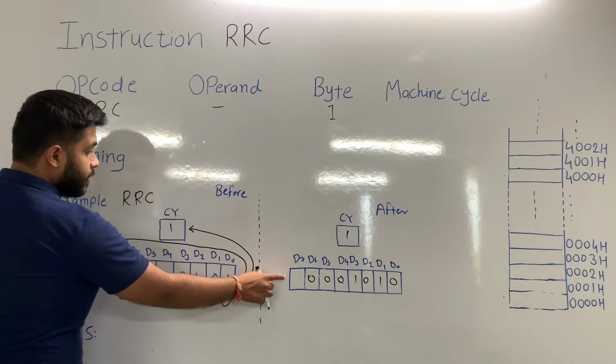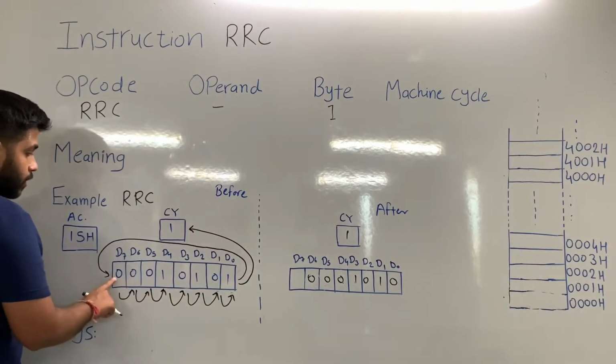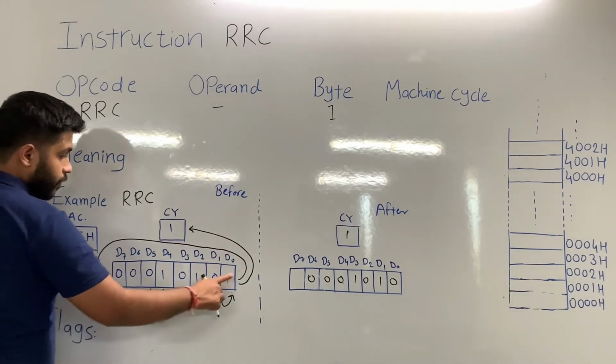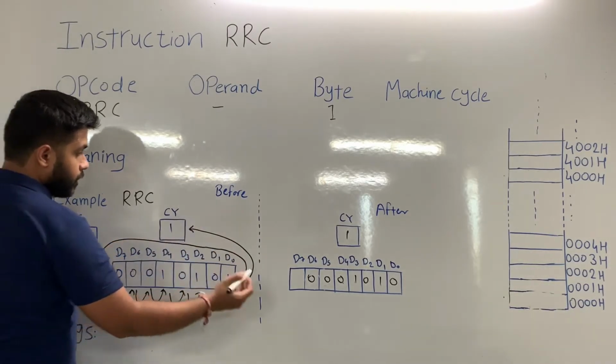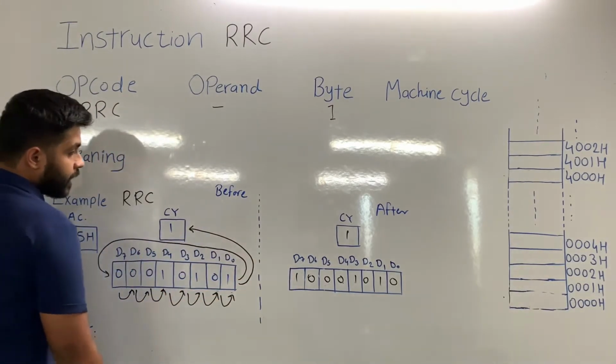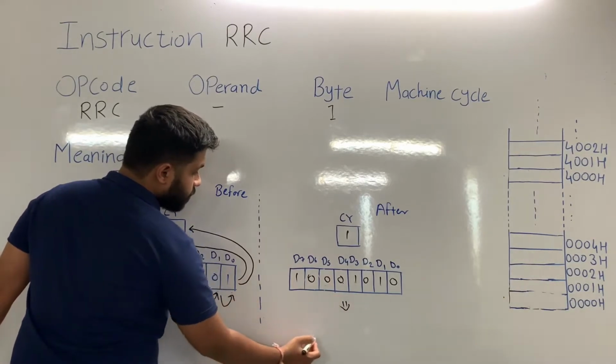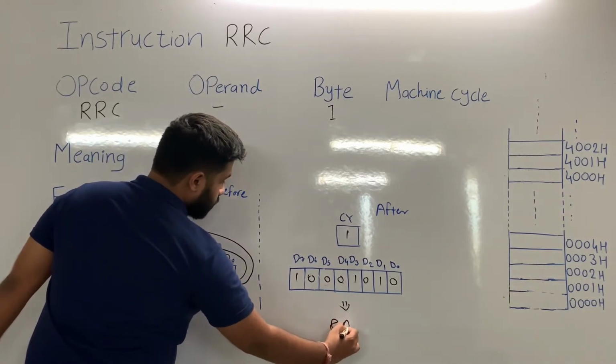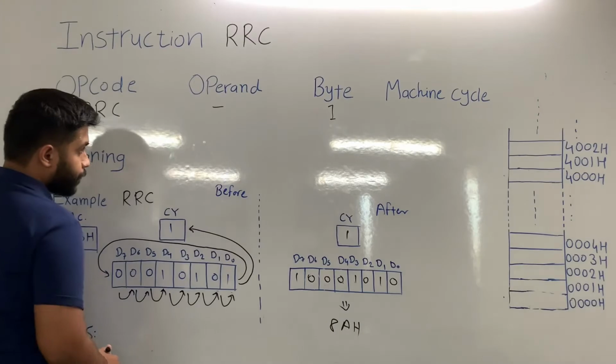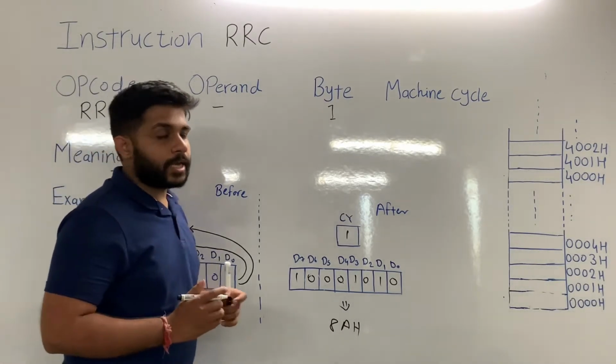What will be the value at D7? You can see that the D7 bit is arriving from D0. So at D7 there will be 1. If you convert this number into hexadecimal, you will get 8AH. Now let's see the machine cycle.